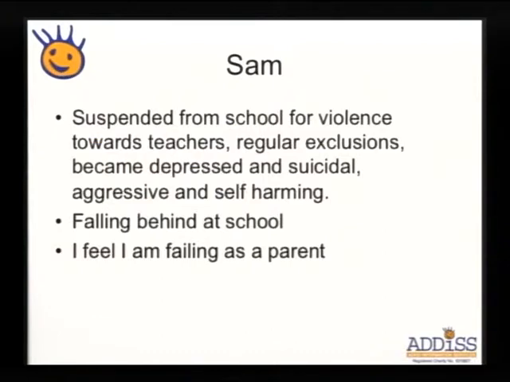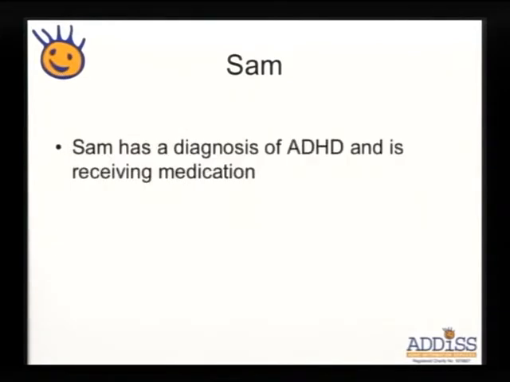I'm going to show you a little case study. This is Sam. He was excluded from school for being violent towards teachers, lots of exclusions, very aggressive. He became depressed, he was suicidal, he was self-harming, falling behind at school, and his mother just felt that she failed as a parent. Now, you're probably sitting there thinking, we need to do something about this child, we need to treat him. But going back to my previous point about are clinicians over-reliant on medication, Sam actually has a diagnosis, and he is on medication, but we're still having that problem. Why is that going wrong? What are we going to do to get it right?